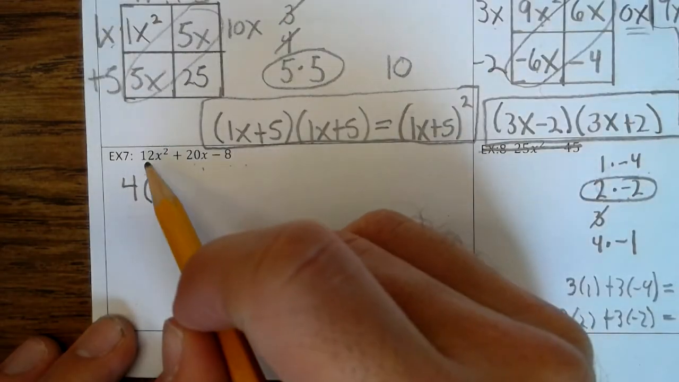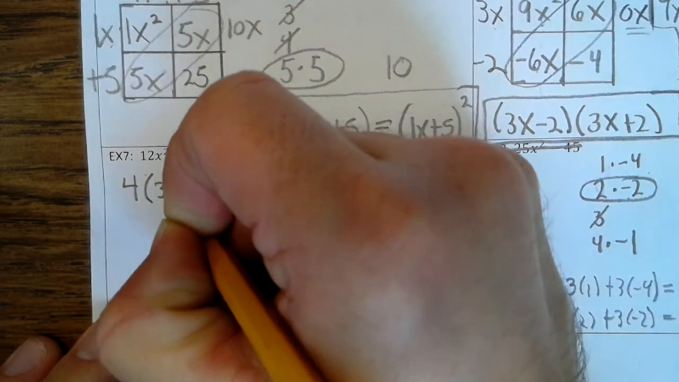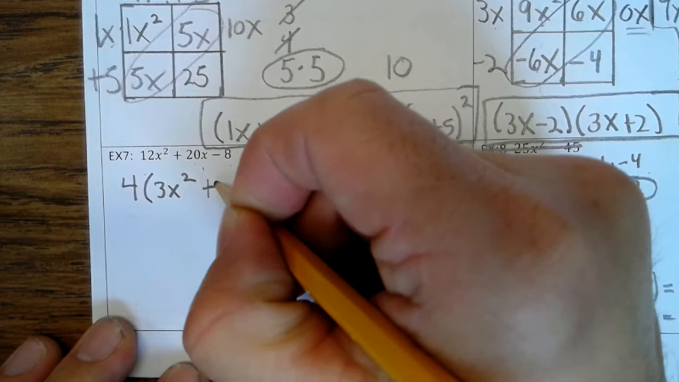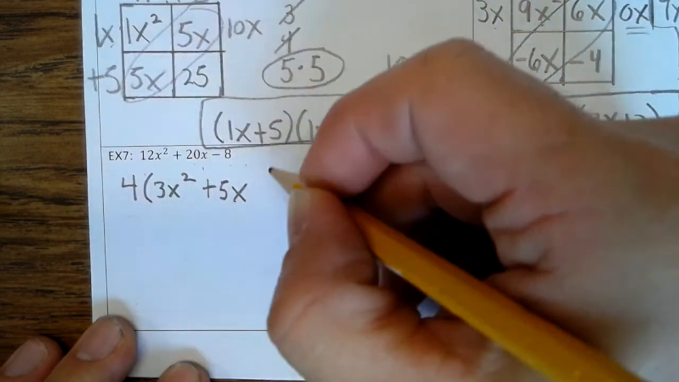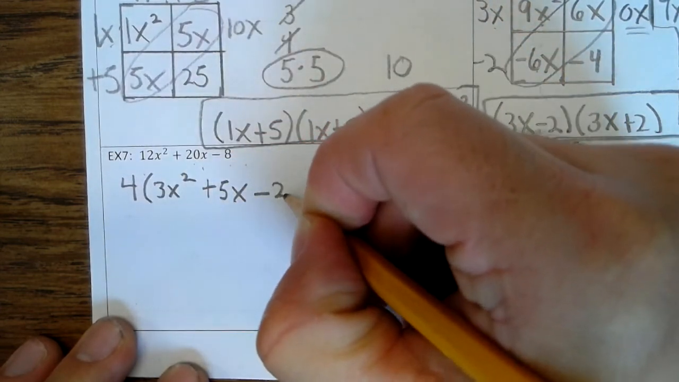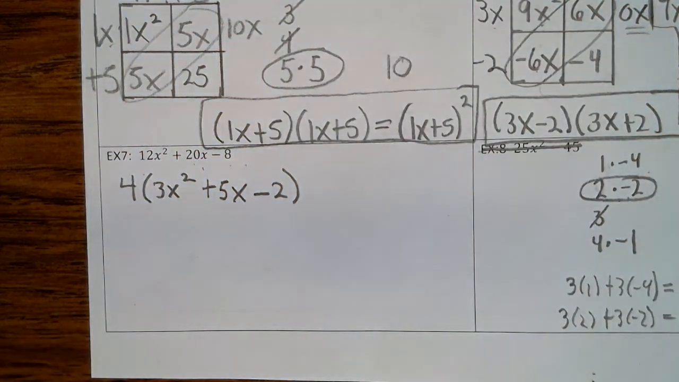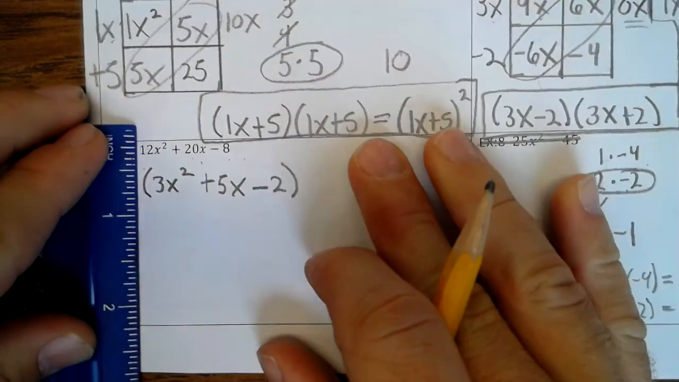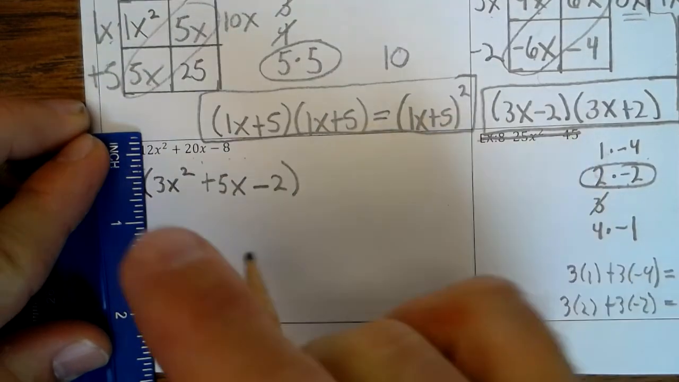So we know that 4 times 3 gives us 12x squared. 4 times 5x gives us 20x. And then 4 times -2 gives us -8. All right, so now we're going to factor with the reverse box method. So we draw our box.